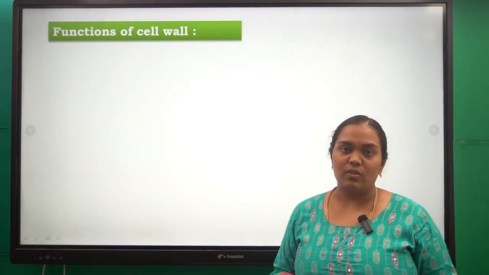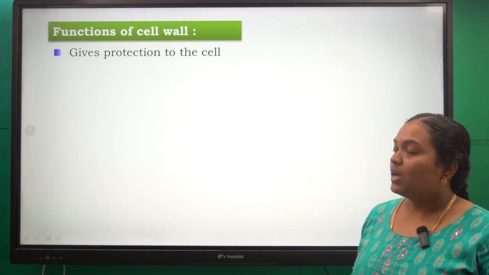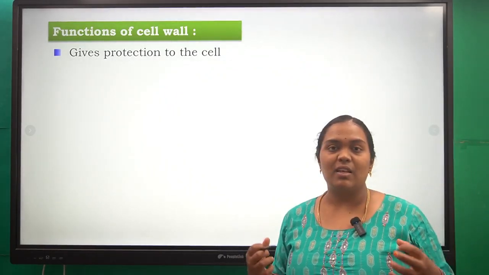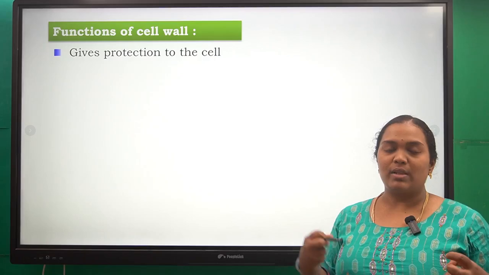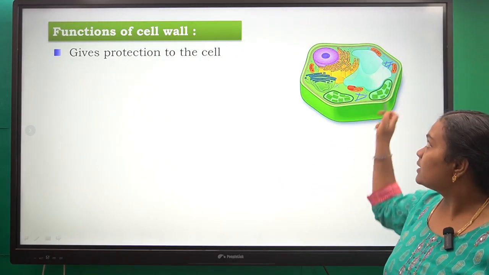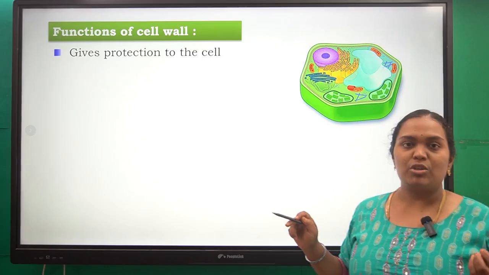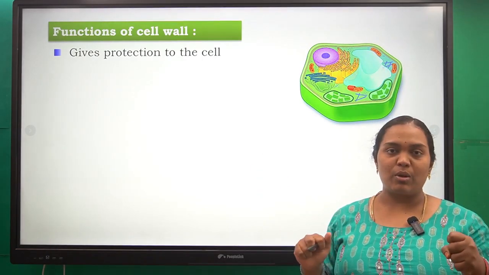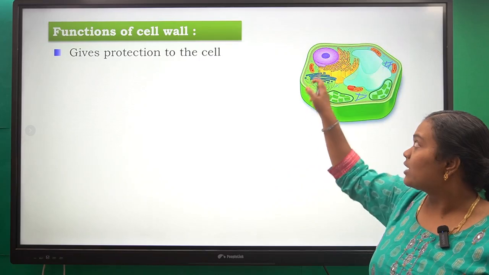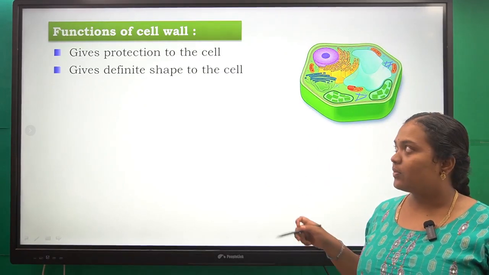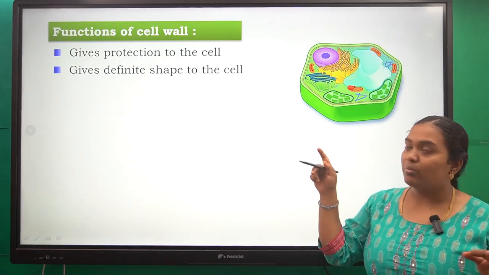What are the functions of the cell wall? It gives protection to the cell. How does it give protection? Whenever there is force or mechanical pressure on it, the protection is created. Even if the cell is shrinking, or if the cell is trying to bulge a lot because of taking up more water, the cell wall gives strength and support so that the cell has the ability to sustain. It gives a definite shape to the cell.